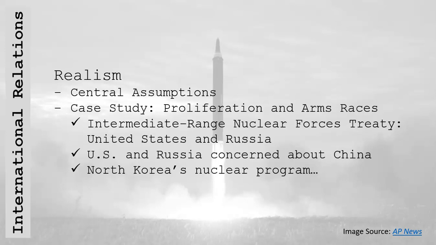Classical realists would argue that the United States would abrogate the Intermediate Range Nuclear Forces Treaty due to the self-help system and the need to build one's capabilities. All right, so we're talking here about proliferation and arms races. Structural realists would add that it is not absolute power that matters, but the relative capabilities of the United States and Russia. In other words, we have two countries that have stockpiled nuclear weapons.